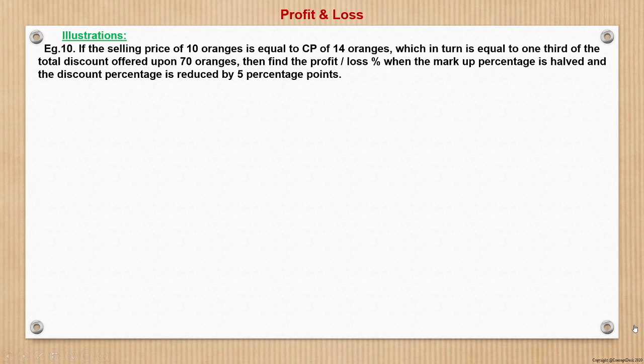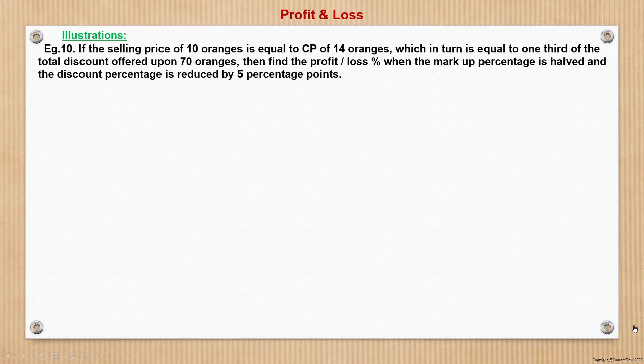Now let's move to question number 10. Question number 10 says that if the selling price of 10 oranges is equal to the cost price of 14 oranges, which in turn is equal to 1/3 of the total discount offered upon 70 oranges, then find the profit or loss percent when the markup percentage is halved and the discount percentage is reduced by 5 percentage points.